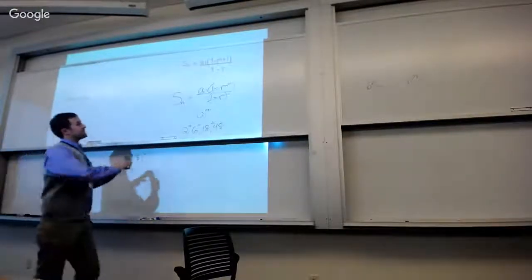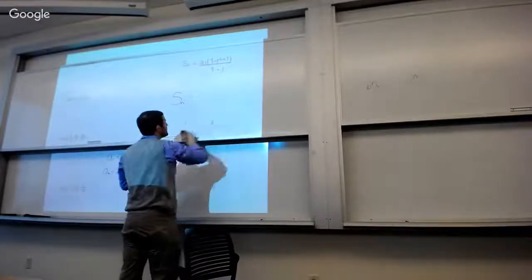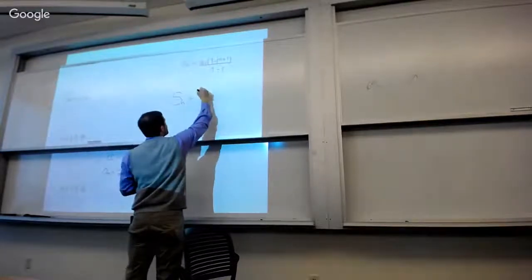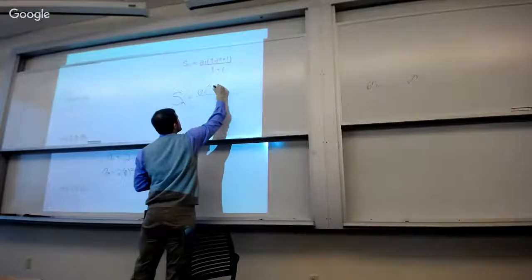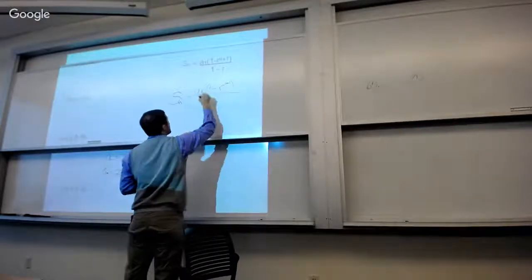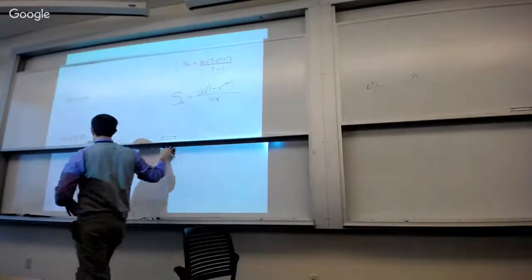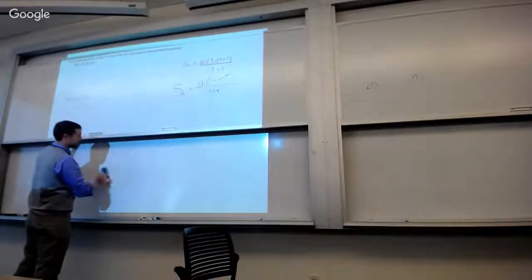You cannot cancel the 1 minus r. The formula is a sub 1 times 1 minus r to the n plus 1 over 1 minus r. All right, let's take a break, and then when we come back, we'll derive this formula.